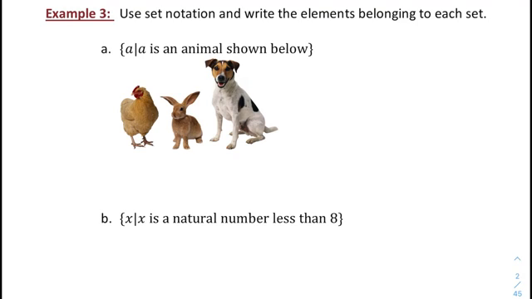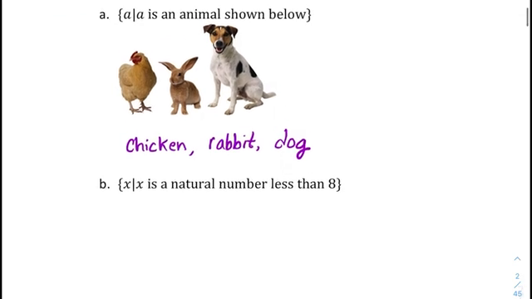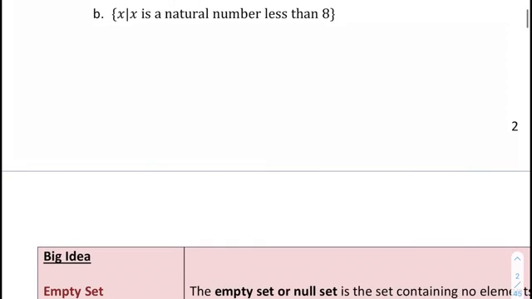So let's take some set notation and write out the elements that belong to our specified set. So if we have the set of A, such that A is an animal shown below, well, I've got a chicken, rabbit, and a dog. So those would be the elements in that set. If we have X, such that X is a natural number less than 8, that means the numbers greater than 0 that are positive whole numbers. So 1, 2, 3, 4, 5, 6, 7, and it's less than 8, so it's not going to include 8.